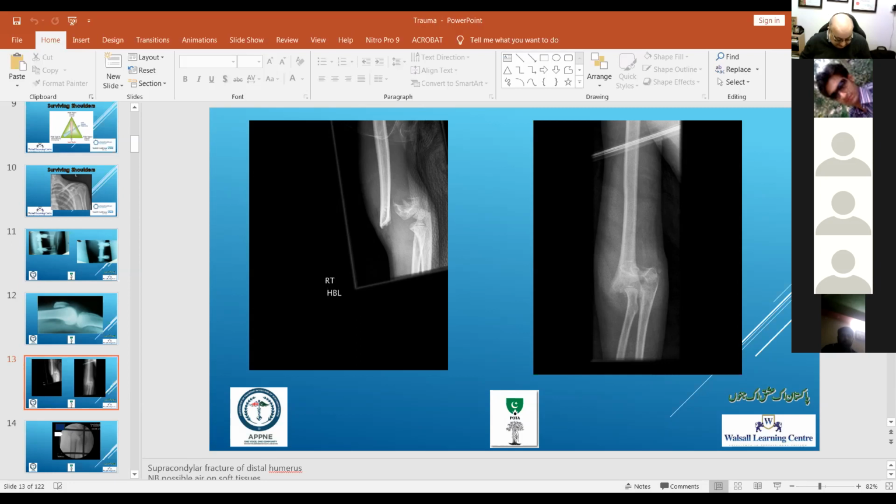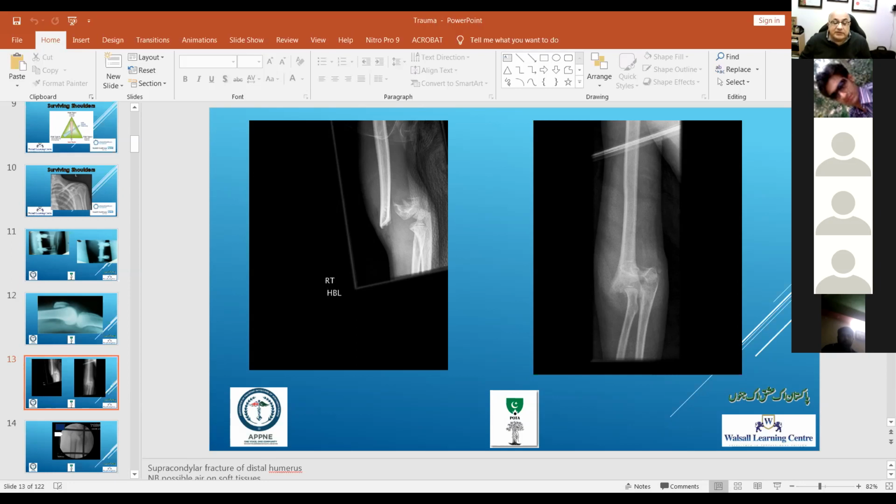Sir, I will approach from the medial side. I will explore. Sir, from the medial side, first of all, I will explore the ulnar nerve and protect it. I will reach the humerus in the interval between brachialis and triceps, and will reduce the fracture. And then? After reduction, I will pass 2 or 3 wires to hold my reduction.